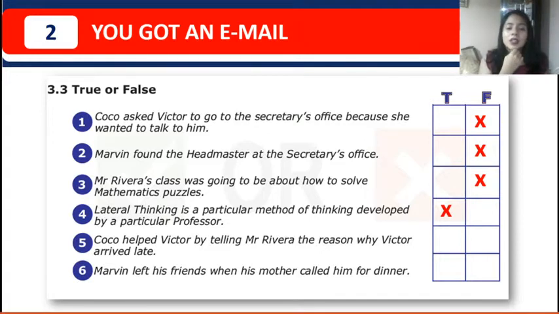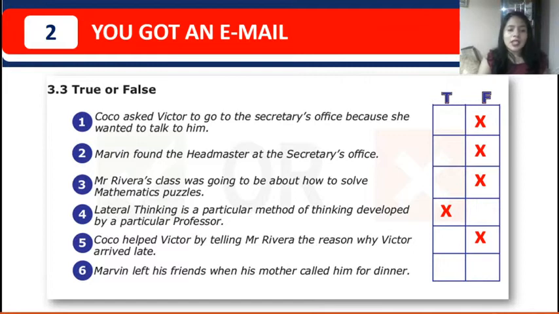Coco helped Victor by telling Mr. Rivera the reason why Victor arrived late. Did Coco help Victor? True or false? Yes or no, guys? Yes, guys, she didn't. It is false, right? She didn't help Victor because it was her prank. Yes? Very good.